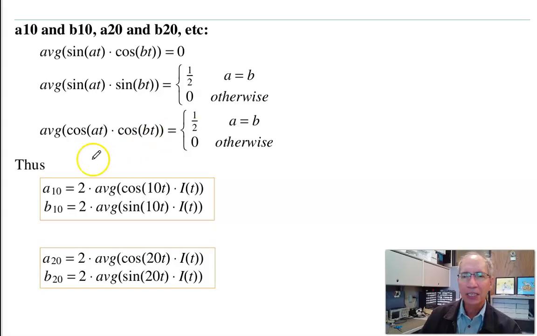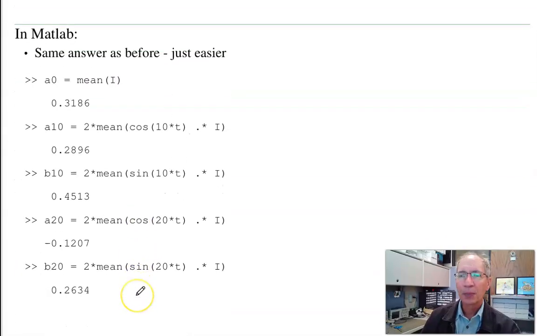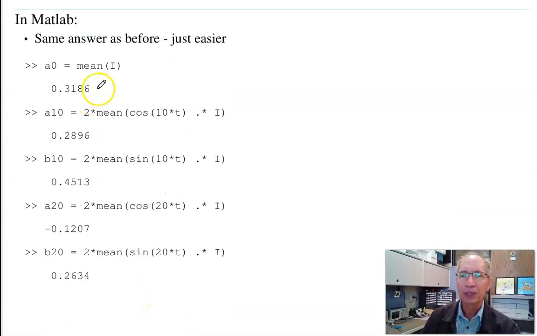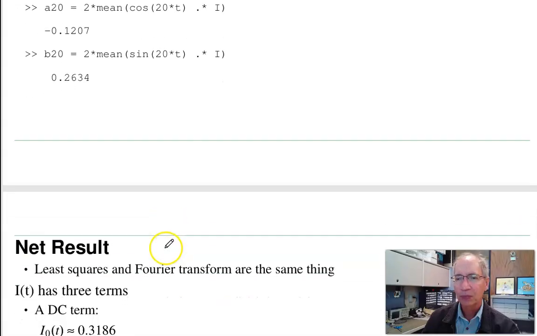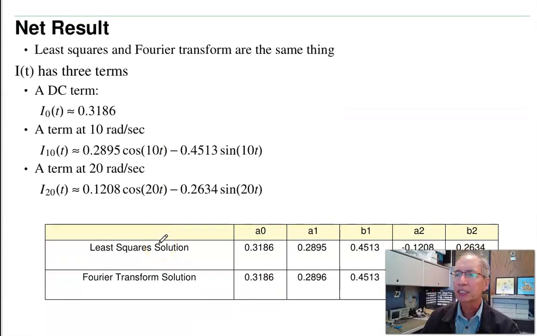What that does then is I can find the different terms. A10 is twice the average of I of t hit with cosine 10t. B10 is twice the average of I of t hit with sine of 10t. And likewise for second harmonic, third harmonic, fourth harmonic, and so on. In MATLAB I can do that. Here's the DC term, just the average. The cosine of the first harmonic, sine at 10t, cosine at 20t, sine at 20t. And the net result is exactly what I got before.